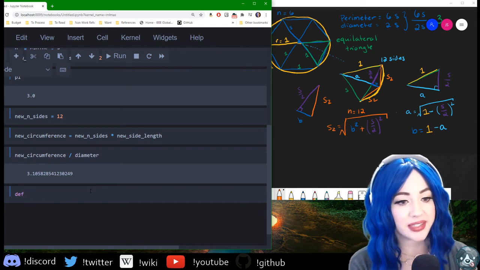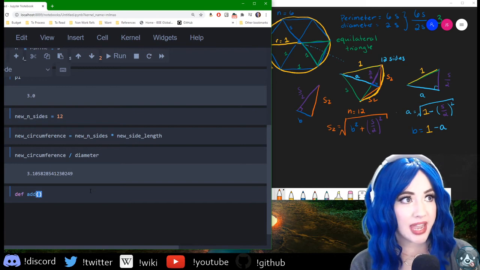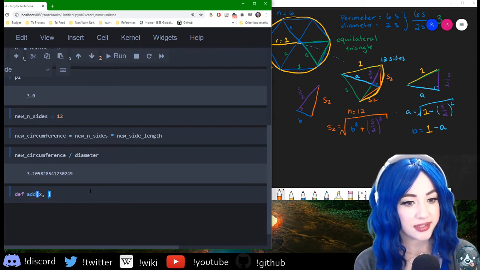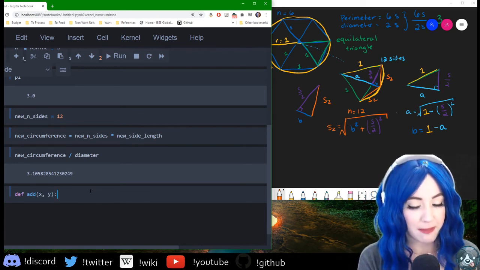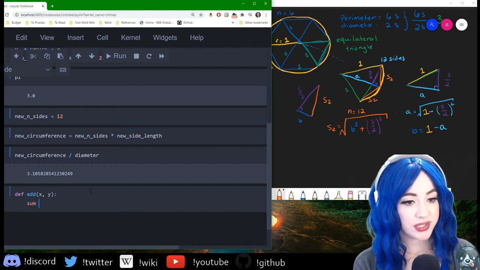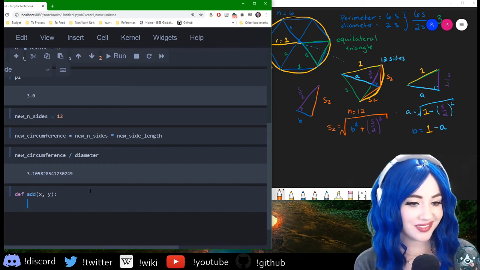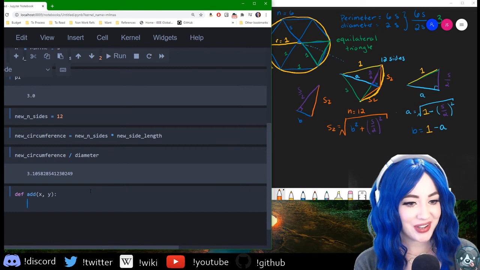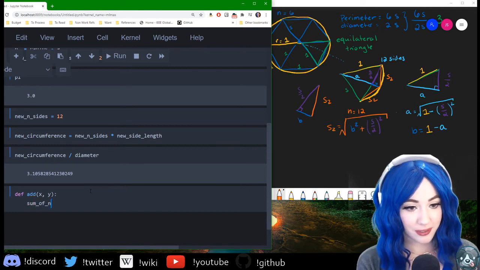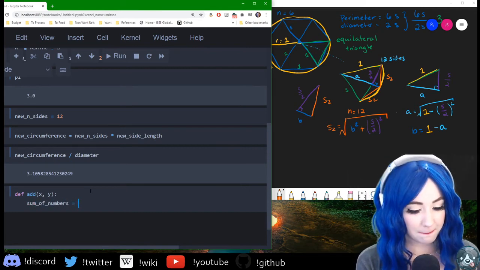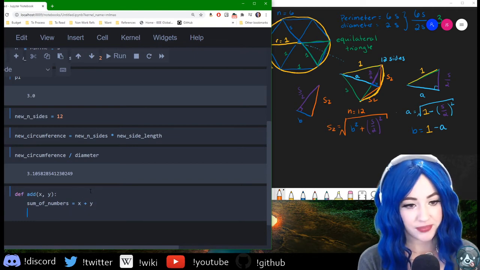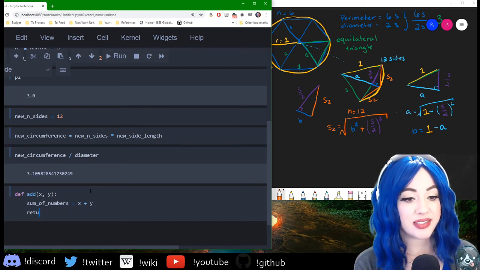So we want to define, let's say my function is add, okay? And I have x and y. I want to give my pattern x and y. So the sum of my numbers is going to be x plus y. And then we're going to give that sum back.